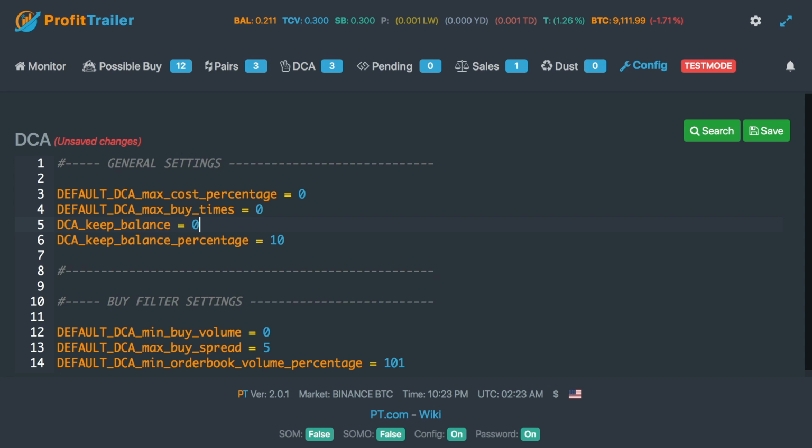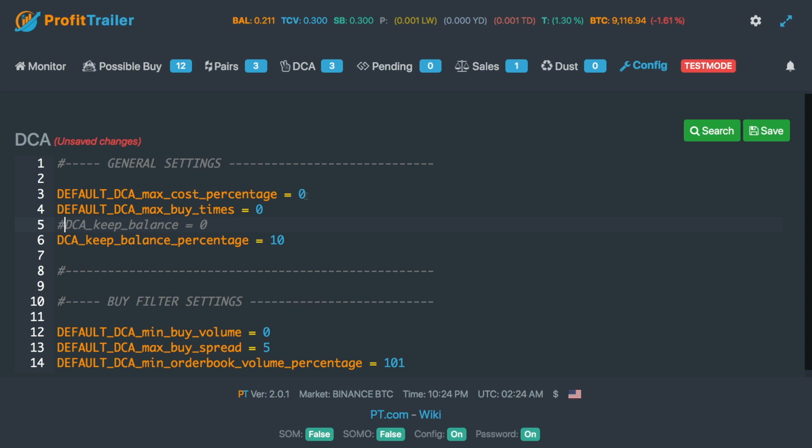Then you have DCA keep balance. This is how much coin you want to hold back and not let the bot trade with. There is another line down below that I prefer to use called the keep balance percentage, just because it's easier to keep track of the amount by percentages, at least for me. If you use the keep balance percentage, then this DCA keep balance must be set to 0, or you can comment out the line.